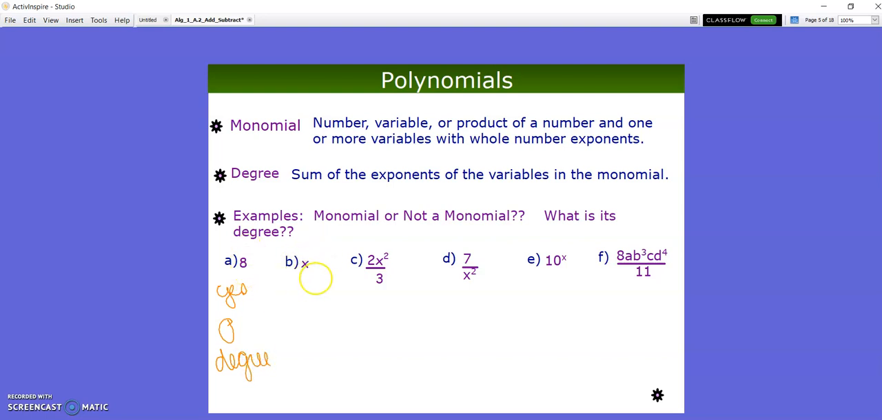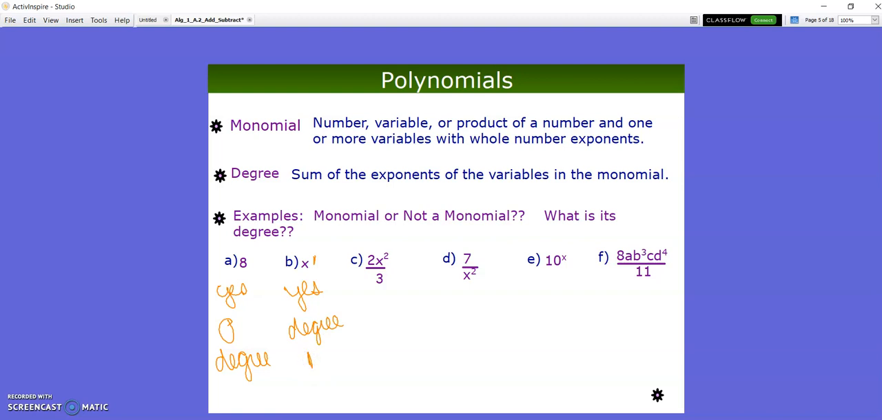I'm going to take a look at B. It's a monomial. It's one term. It's one piece of multiplication, so that's a monomial. And then I take a look at my variable. What kind of exponent does it have? I know it doesn't say it, but look, there's a little mini 1 there. So when I look at this monomial, it has a degree of 1.